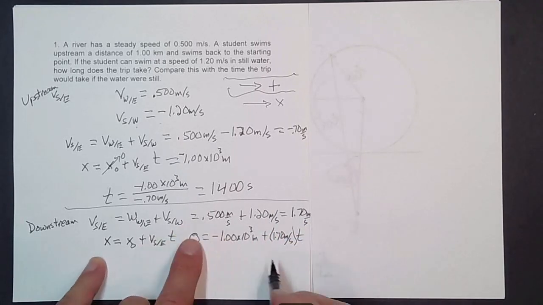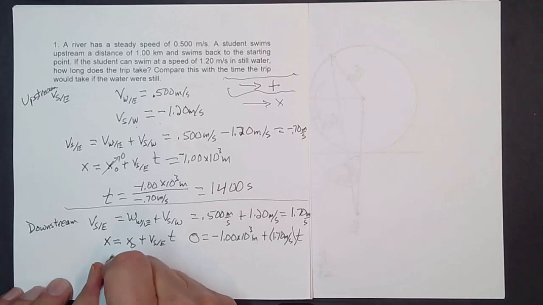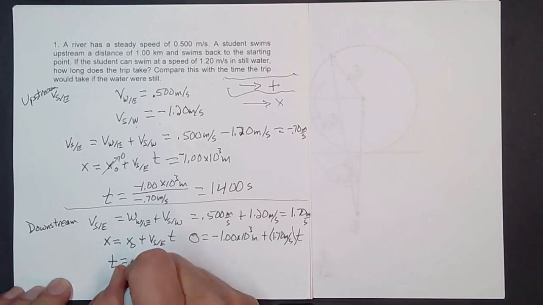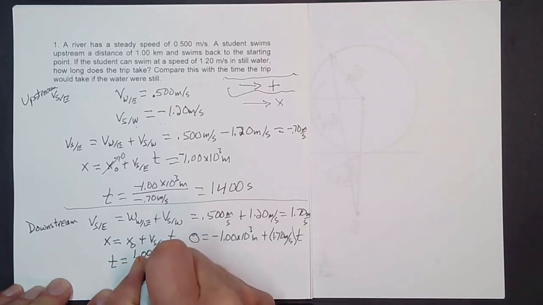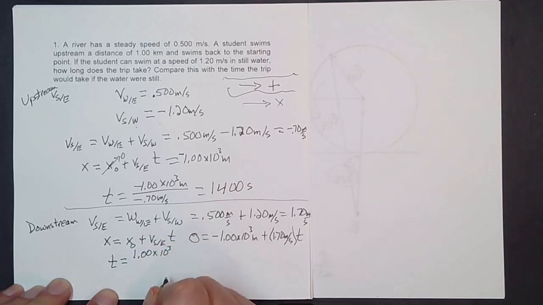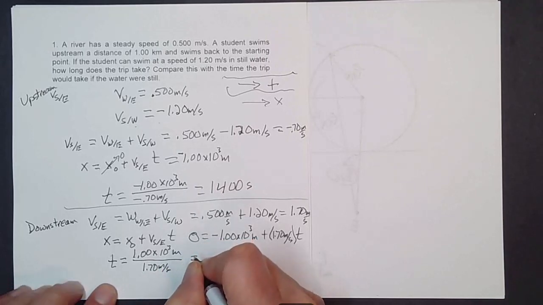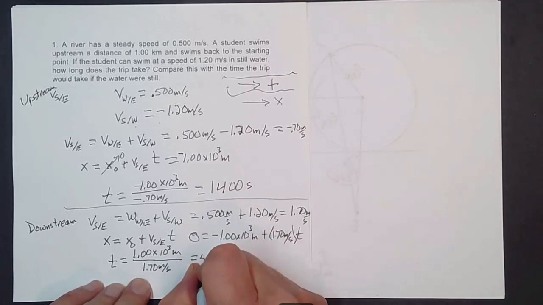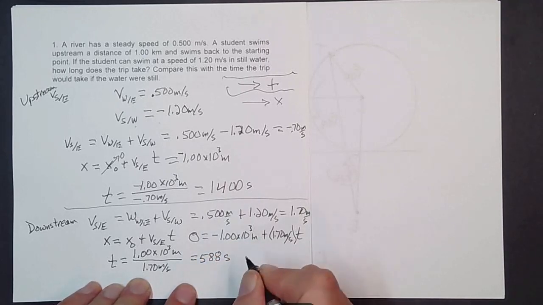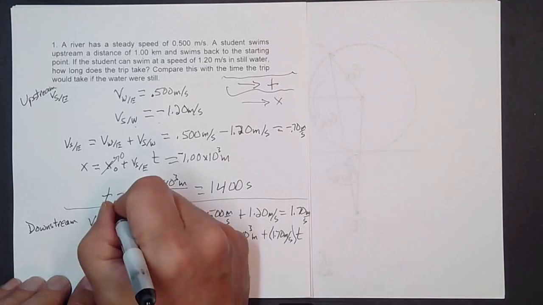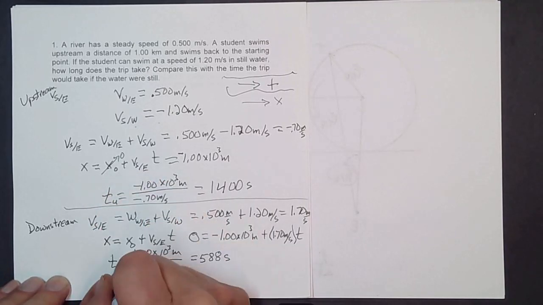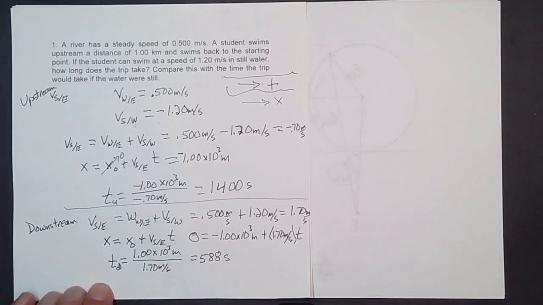Kick that across, divide it by 1.70, and you'll get the time going downstream is 1.00 times 10 to the third meters divided by 1.70 meters per second. And going downstream only takes 588 seconds. So the total time, I should probably label these T sub U and T sub D for upstream and downstream.